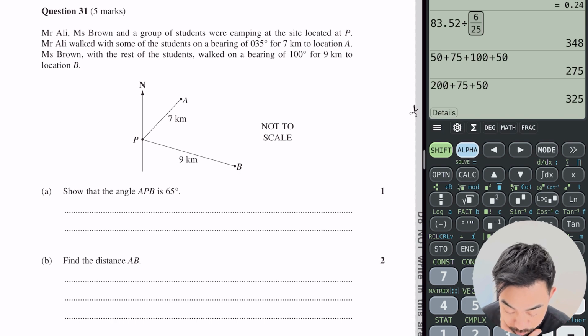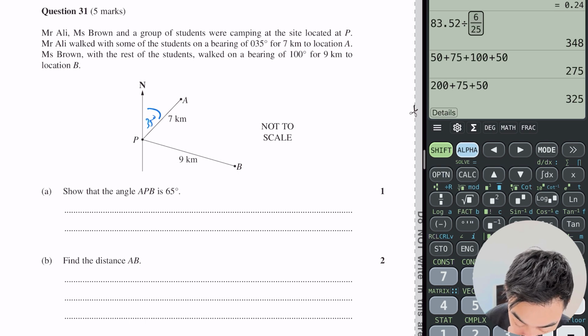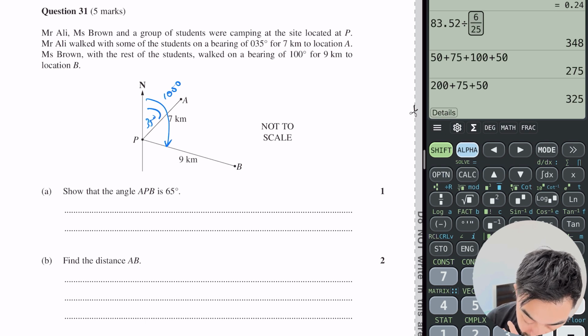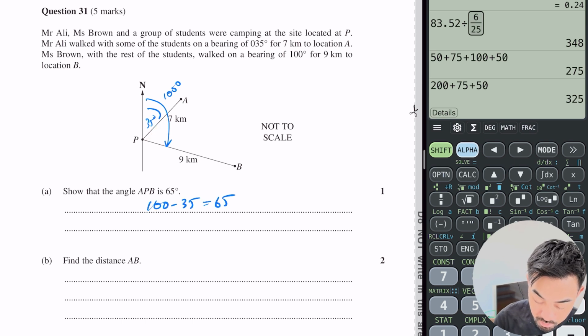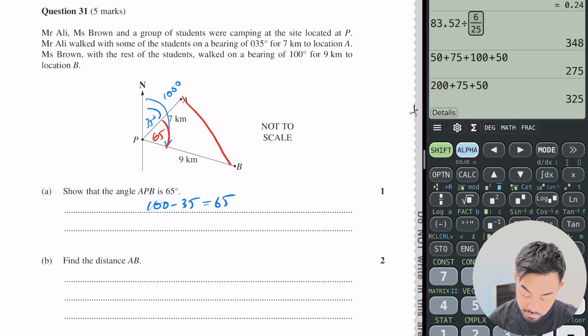31. Mr. Ali and Miss Brown and a group of students were camping at a site located at P. Mr. Ali walked with some of the students on a bearing of 35 degrees that way for 7 kilometers to location A, and Miss Brown and the rest of the students walked on a bearing of 100 degrees, like that, for 9 kilometers. So show the angle APB is 65. Well, yeah, I mean, it's going to be 100 minus 35, right? So 100 minus 35 equals 65. That's 65 degrees here.